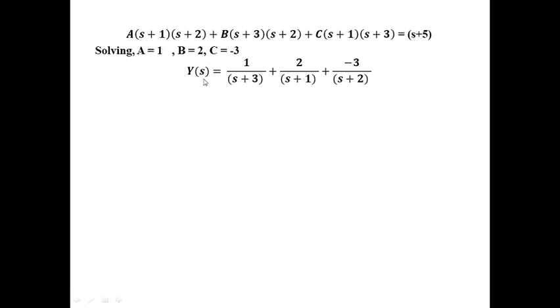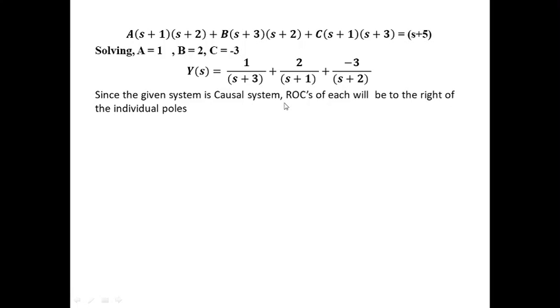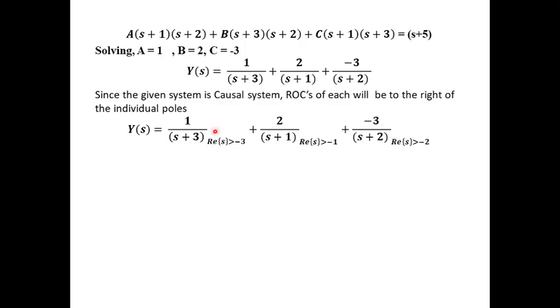Now the last step is we need to take the inverse Laplace transform. However, we don't know the region of convergence. Only if we know the region of convergence, we can take the inverse Laplace transform. So in this problem, it is given that the system is causal. Hence, the ROCs for each will be to the right of the individual poles. Totally, it will be to the right of the rightmost. But since we have individual terms over here, we can take the ROC to be the right side of the individual poles. So the first ROC will be real part of s greater than minus 3. The second one will be real part of s greater than minus 1, and the third one will be real part of s greater than minus 2.